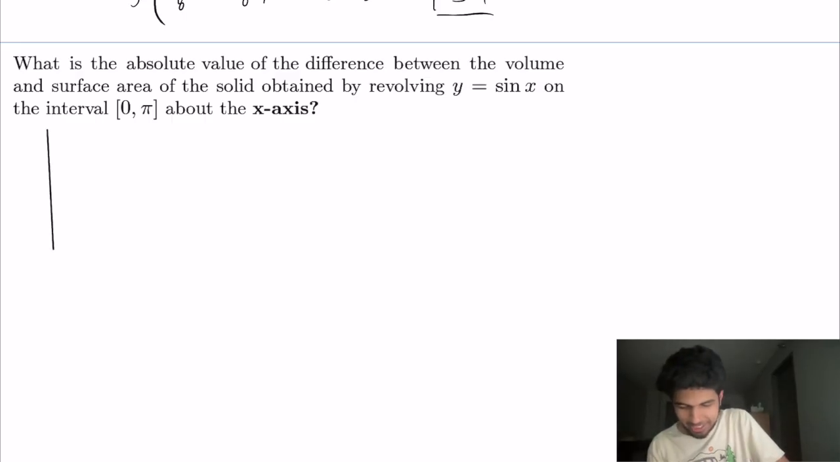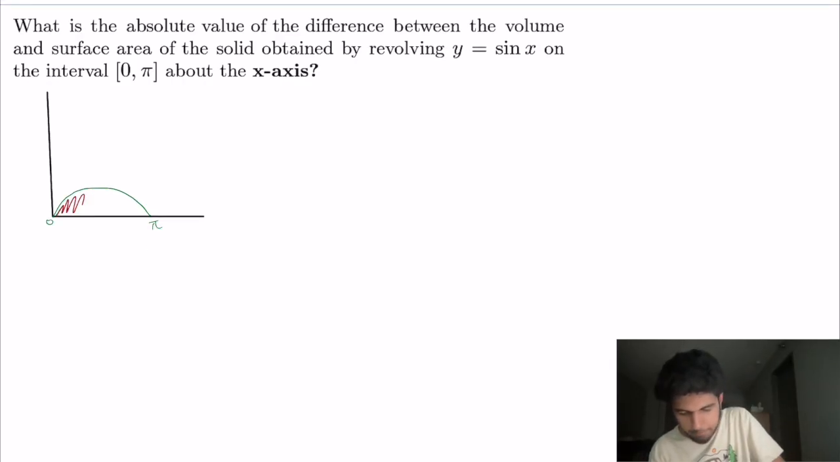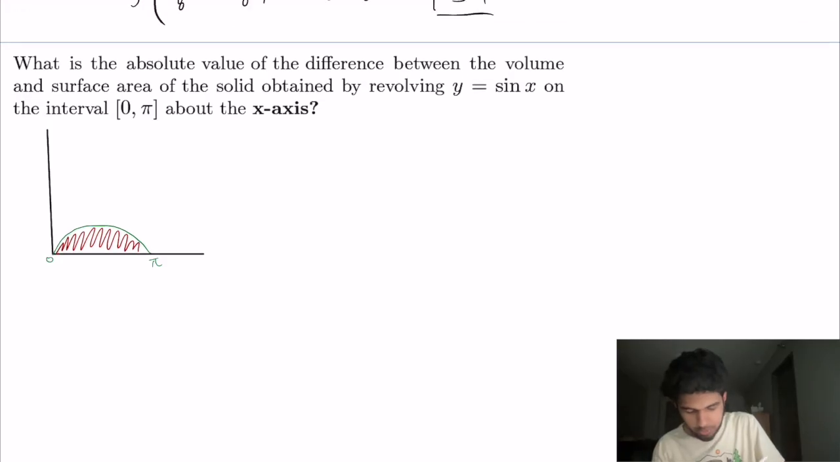So let's draw our coordinate axes here, only the first quadrant. And if we were to graph sine of x, we would get something that looks like this. Pretty boring. 0 to pi, and we're revolving this. Let me color in the region. We're revolving this about the x-axis.